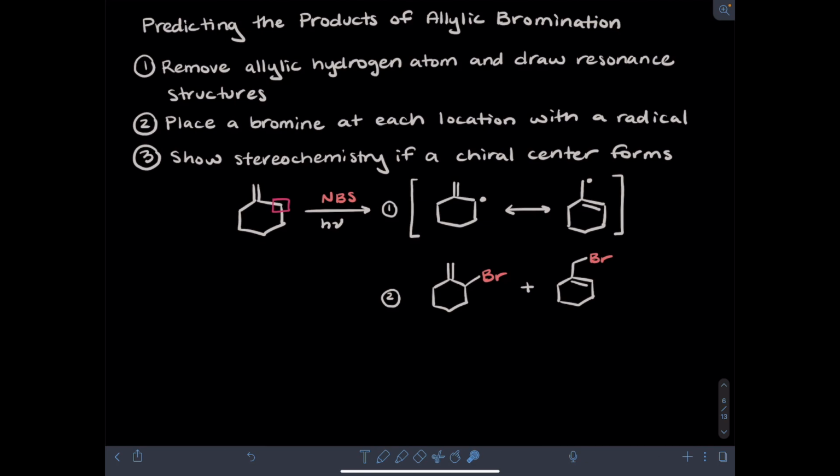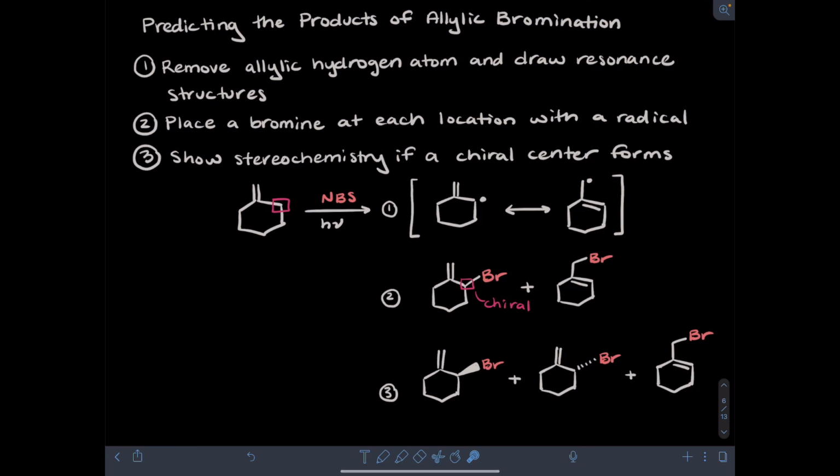And last, I need to identify if any new chiral centers have formed. In the molecule on the left, a new chiral center is present, whereas the molecule on the right is achiral. To show my final products, I would draw stereochemistry at the molecule that has the new chiral center. So I would draw 2 stereoisomers of that product, one with a bromine wedge, one with a bromine dash, and then I would draw my other achiral product as well. So if you were asked to predict the products, step 3 is really your final answer.